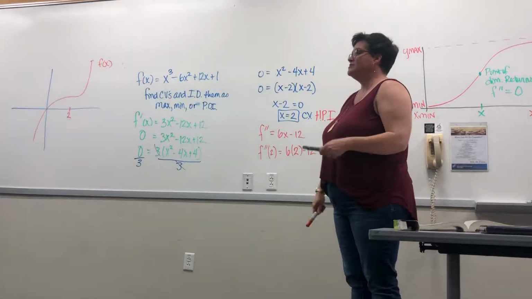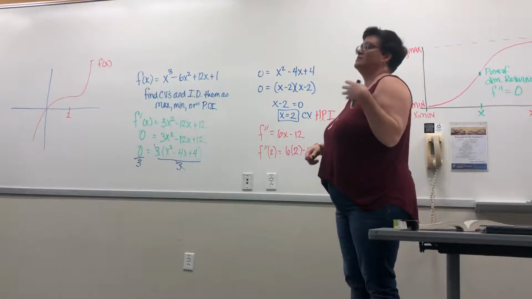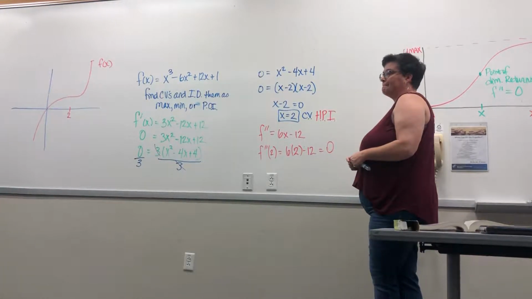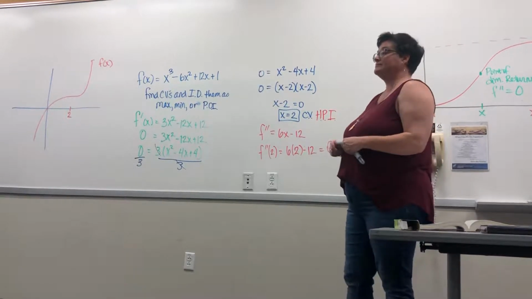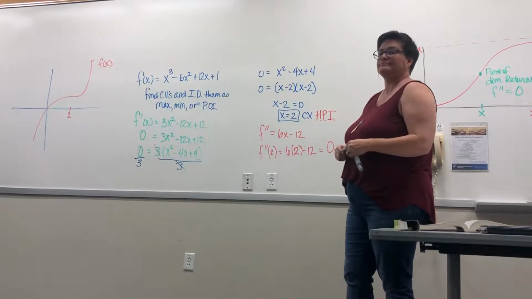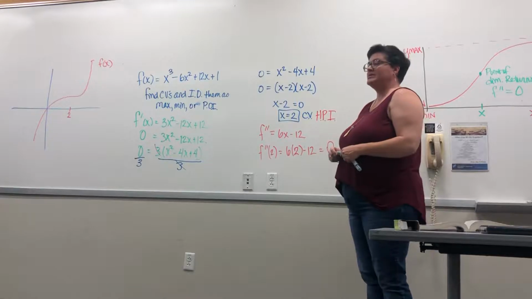Whatever critical values you end up with, you have to plug them all in, both of them, or all three, or just the one. Would both be positive or both be negative? Not necessarily. It's positive for the minimum and negative for the maximum. Does that make sense? It all depends on the graph.